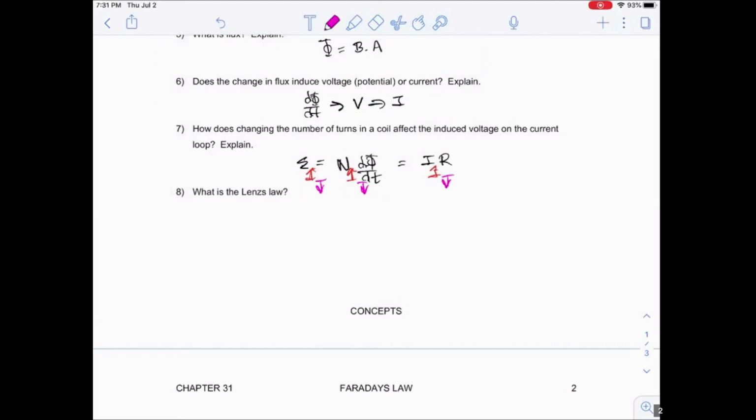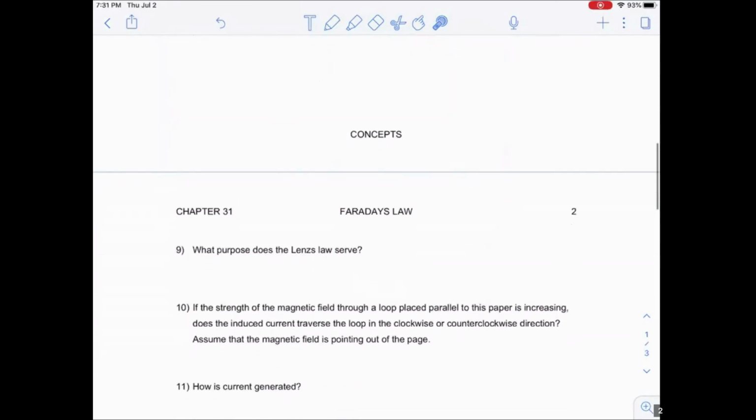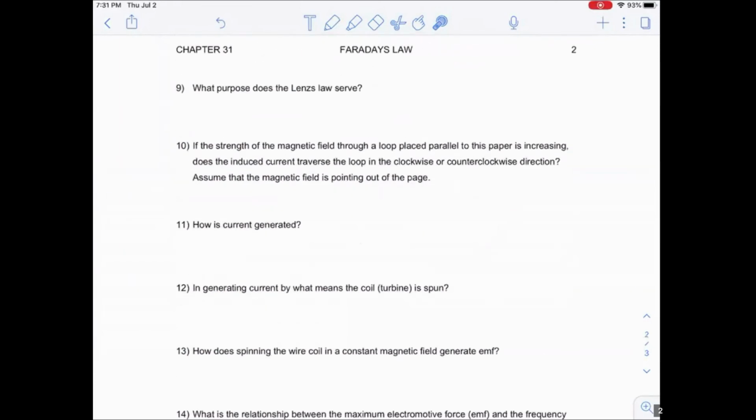I'm going to put a negative sign here, something that we will discuss later. So Lenz's law. What's the next question? What is Lenz's law? I don't care about that today. That's not the most important stuff for the time being.